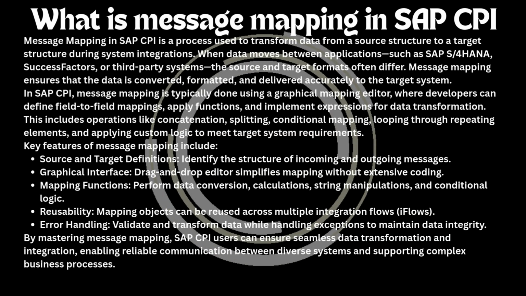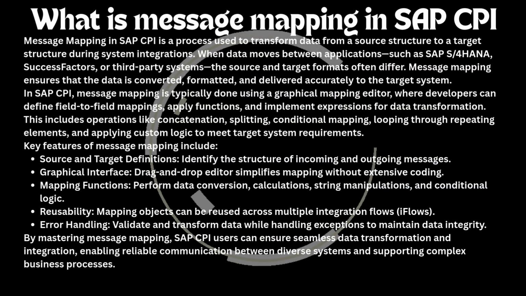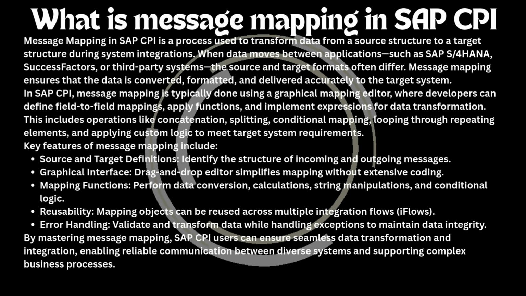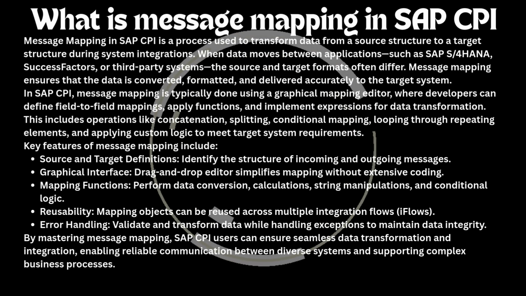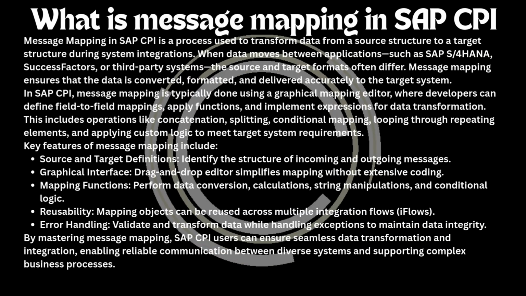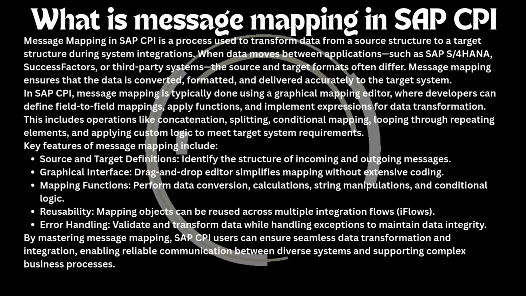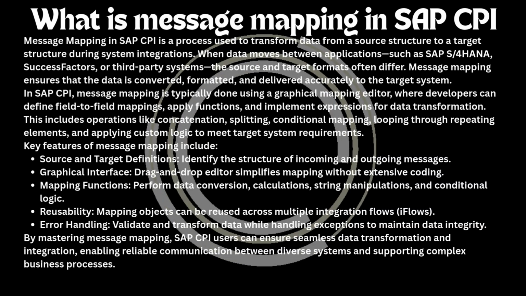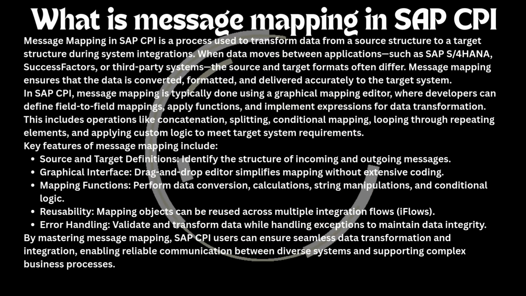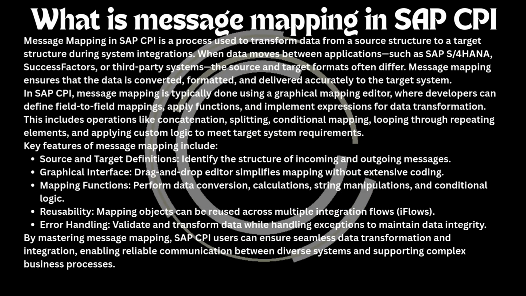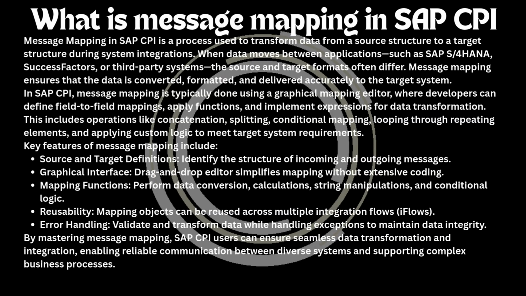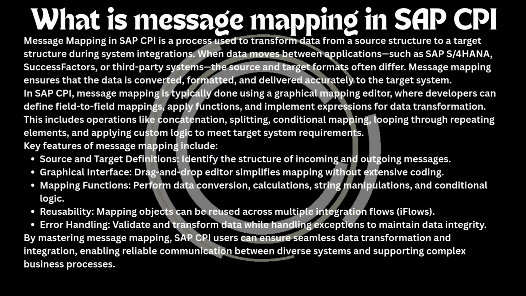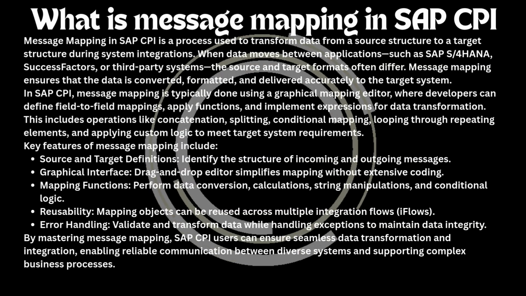In SAP CPI, message mapping is typically done using a graphical mapping editor, where developers can define field-to-field mappings, apply functions, and implement expressions for data transformation. This includes operations like concatenation, splitting, conditional mapping, looping through repeating elements, and applying custom logic to meet target system requirements. Key features of message mapping include source and target definitions, which identify the structure of incoming and outgoing messages.